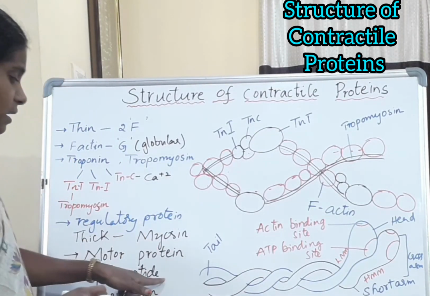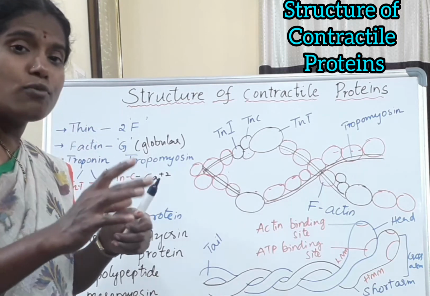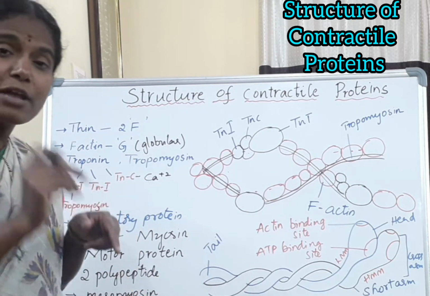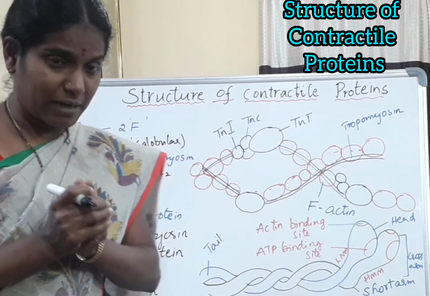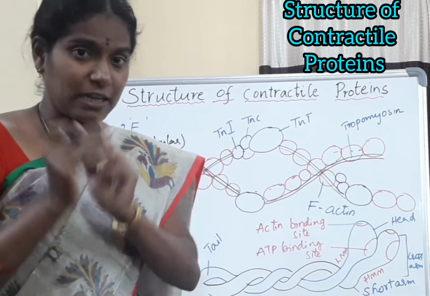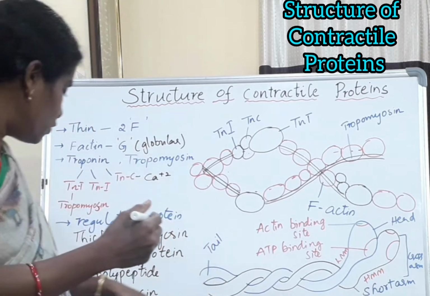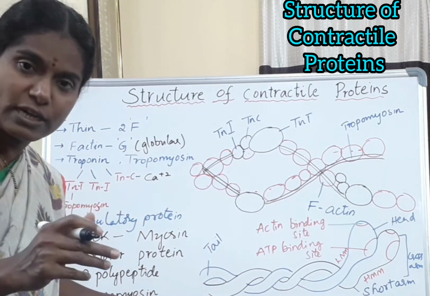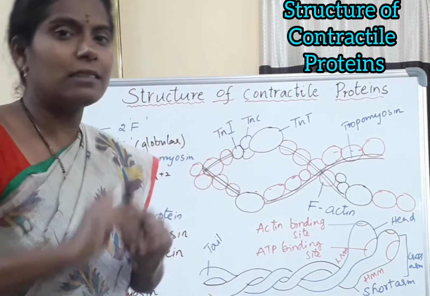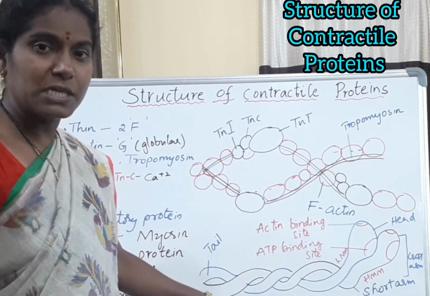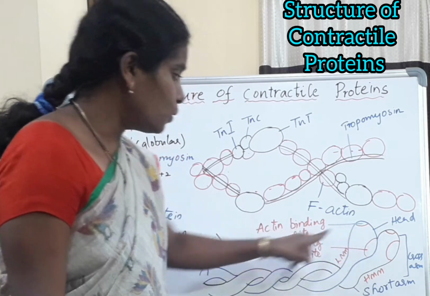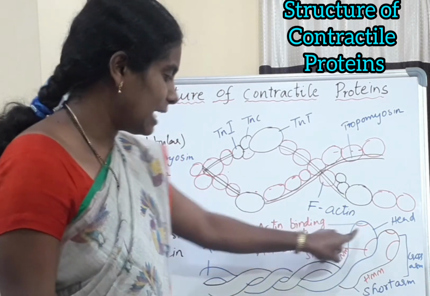Here many monomeric meromyosins constitute one thick filament. In one thick filament, many monomeric meromyosin proteins form one thick filament. In a meromyosin structure, it has two parts, one is the head and the other one is the tail.